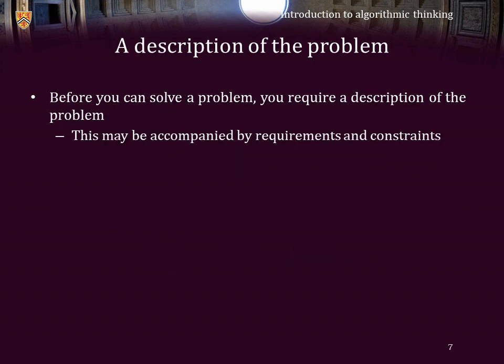Now, before you can solve a problem, you require a detailed description of the problem, and this may also be accompanied by requirements or constraints. Perhaps the solution can only cost a certain amount of money, or use a certain amount of power, or produce a certain amount of heat. And you may have other constraints as well. It must fit within this limit. It must be way less than this amount, or some other constraint which cannot be exceeded.